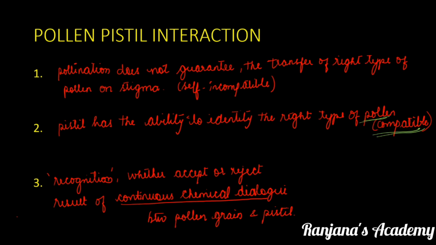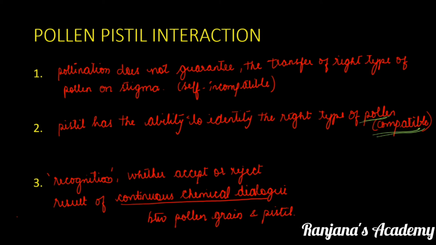Okay, so the first point is pollination does not guarantee the transfer of the right type of pollen on the stigma. You know, the stigma is wet and sticky, and pollen is going to come, and any pollen from any family can come and stick onto the stigma, isn't it? So this is called self-incompatibility. Now, what is the role of the pistil? What is special about it is that it has the ability to identify the right type of pollen on it. So this is called compatible nature. It will identify, okay, this pollen can be accepted and it can come inside.